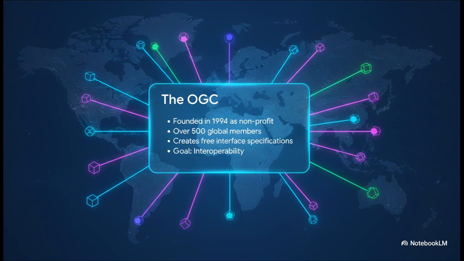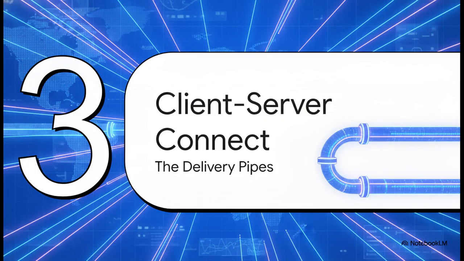Much like how the tech industry had to finally agree on the standard USB plug so any device could connect to any computer, the OGC establishes the global rules of the road for mapping. Because of them, a database in Tokyo can seamlessly exchange geographic data with a server in London without hitting frustrating compatibility roadblocks. All right, let's move to part 3, the client-server connection.